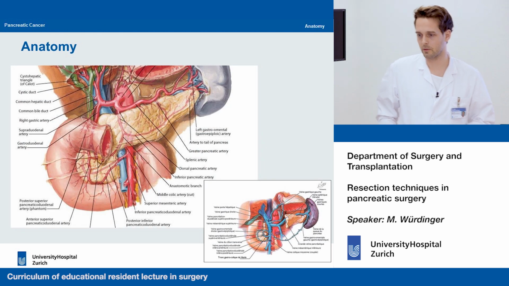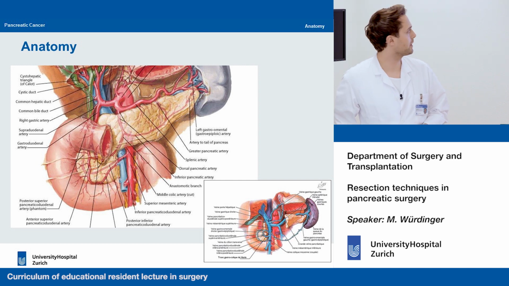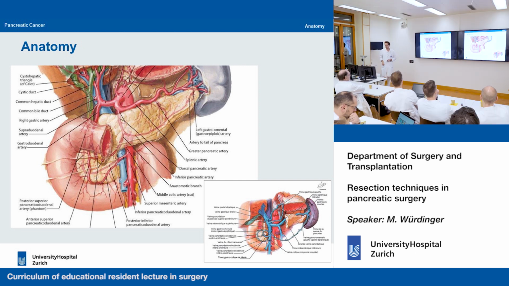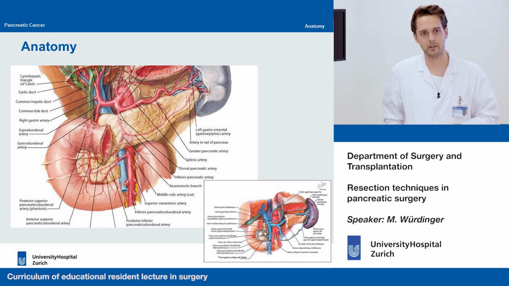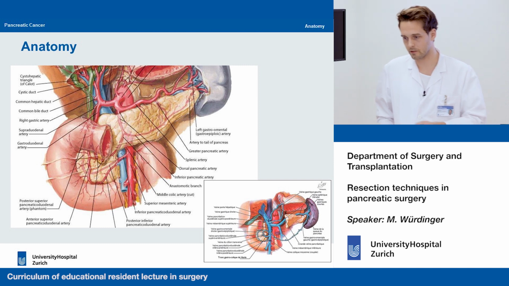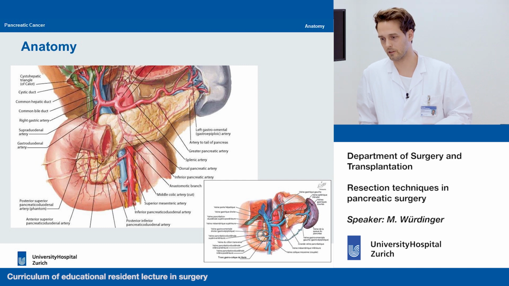So I want to start with a short repetition of the anatomy of the pancreas. It is localized in the retroperitoneal space, and it consists of the head, the body, and the tail of the pancreas. The head is surrounded by the duodenal C, and the borderline between the head and the distal pancreas is made by the superior mesenteric vein, which is just in the back of the pancreas. And this is important for the procedures later.